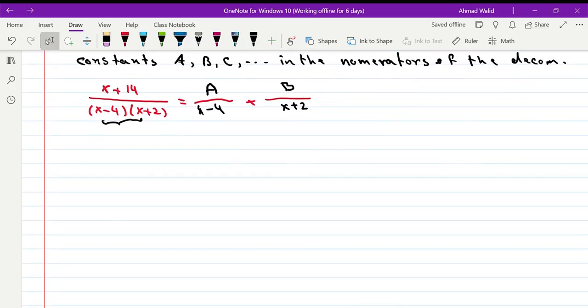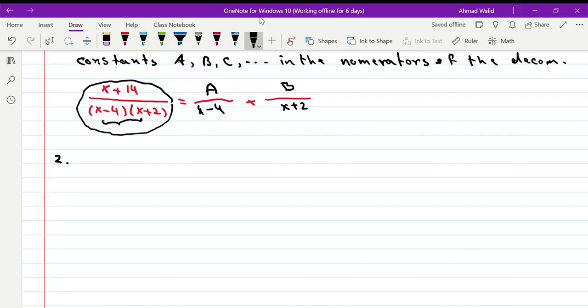Correct? Hopefully everyone understands. They give you only this, and they are asking you to decompose. Your step 1: you need to factor the denominator, then set up the right side with how many partial fractions you need, and put unknowns a, b, c. Usually we use a, b, c on the right side. Correct? Step 2.